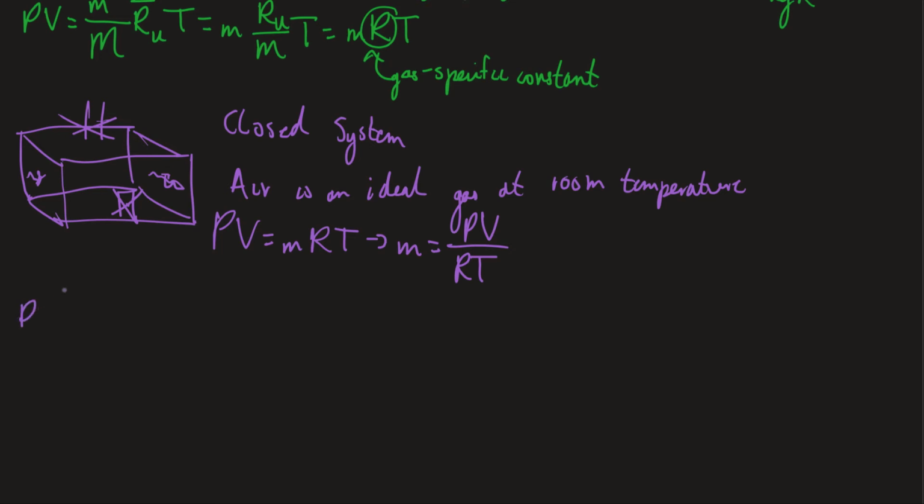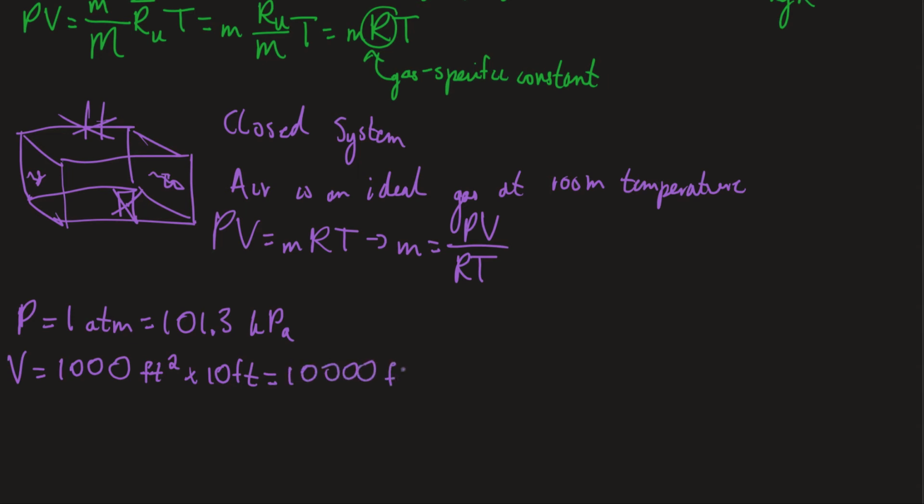So for pressure, because this classroom is just on Earth for now, we'll say the pressure is 1 atmosphere, which we found out earlier was about 101.3 kilopascals. And the volume, I looked it up, the average classroom is around 1,000 square feet and 10 feet tall, which conveniently gives us 10,000 cubic feet.